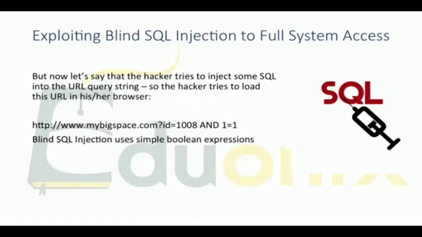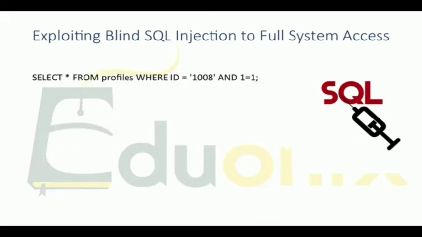So let's have a play around. Let's say the hacker tries to inject some SQL into the URL query string. The hacker tries to load this URL into their browser: mybigspace.com ?ID=1008 and 1 equals 1. Blind SQL injection uses simple Boolean expressions. If you load the above URL, the server of mybigspace.com running SQL receives a simple Boolean expression, which of course will always return true because 1 is always equal to 1. That expression is appended to the query string in the URL.